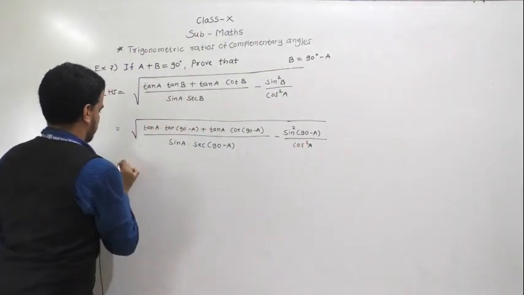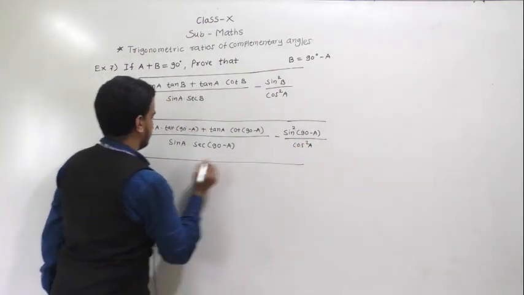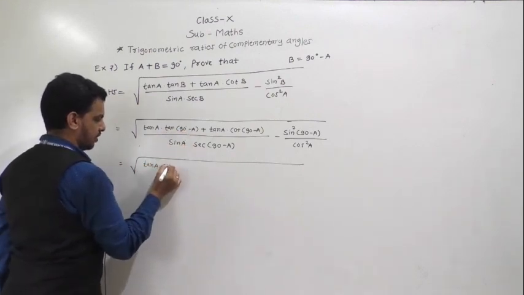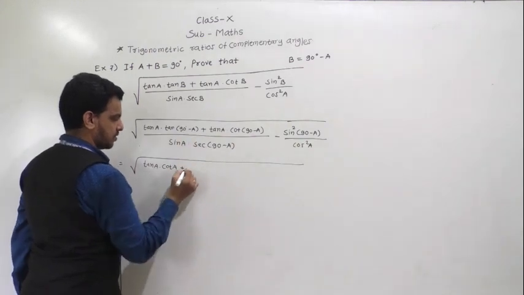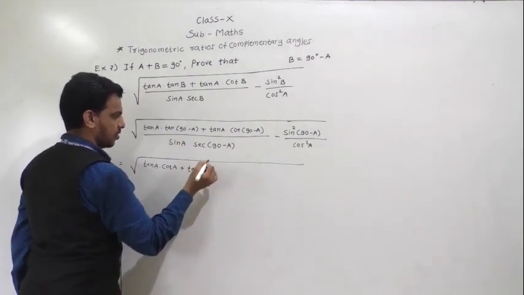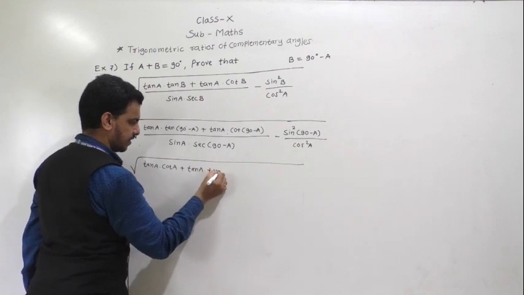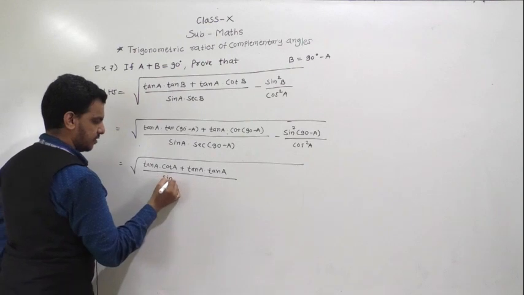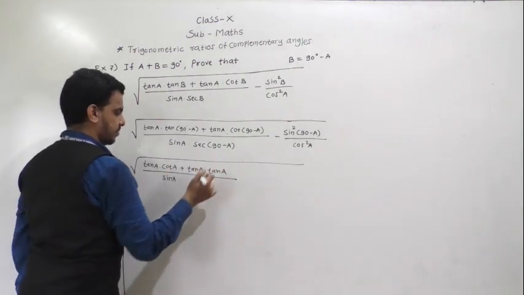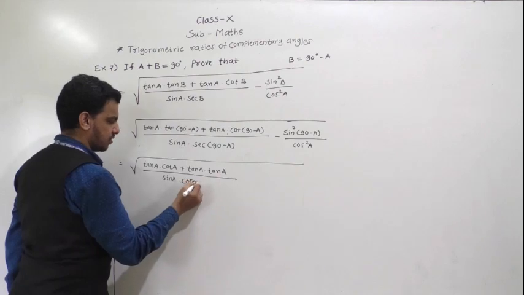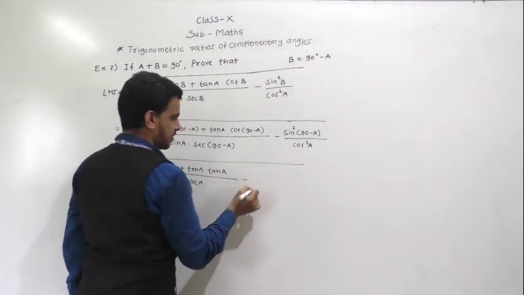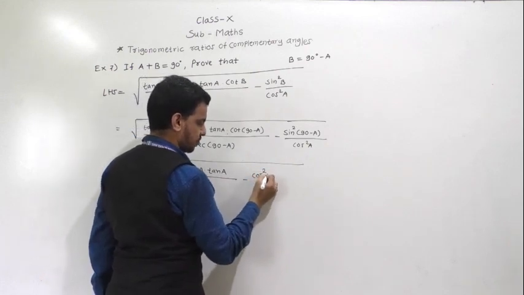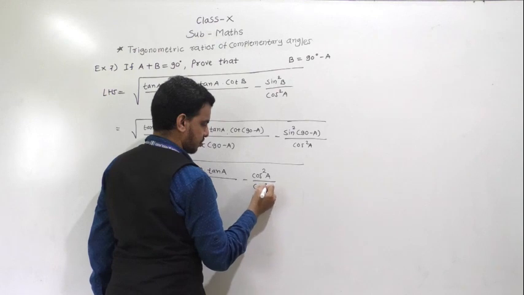Next step. Tan A into tan(90 minus theta), that is cot theta, so that is tan A cot A, plus tan A as it is into cot(90 minus theta), that is tan theta, so that is tan A, divided by sin A into sec(90 minus theta), that is cosec theta, so cosec A, minus sin square(90 minus theta), that is cos square theta, so cos square A, upon this cos square A.